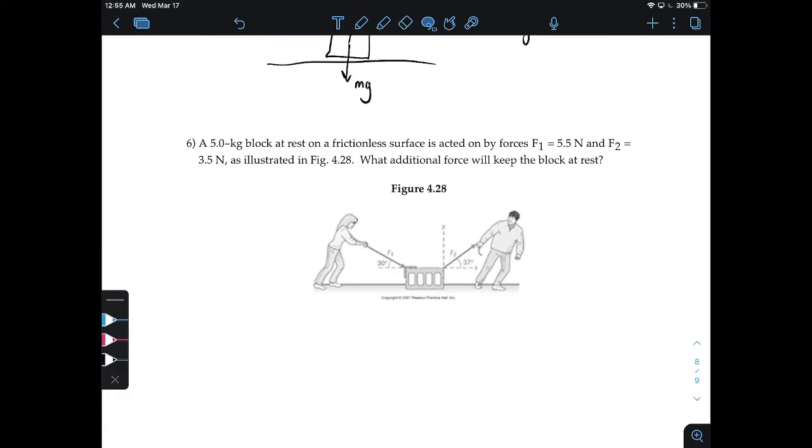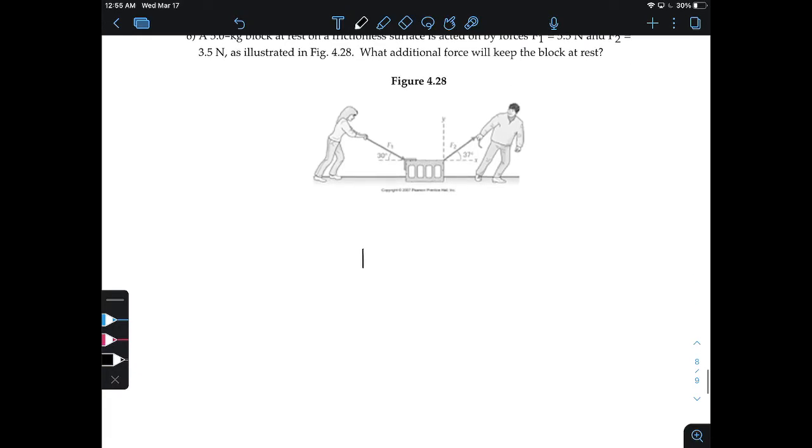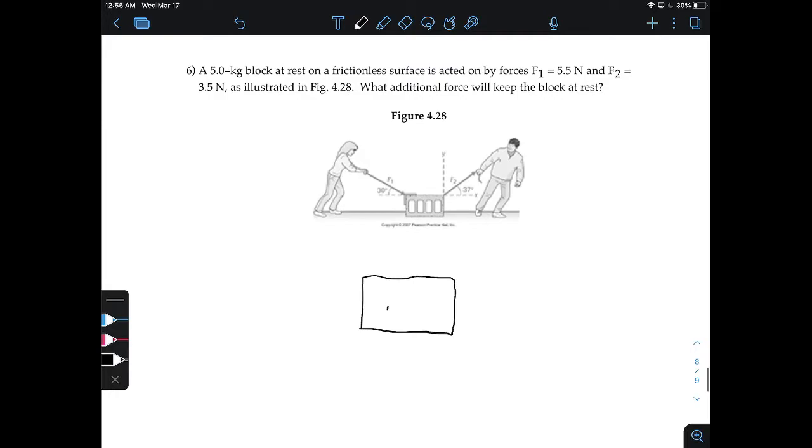So we have a 5. I know there is a drawing here, but it's kind of tough to see, so I'm going to redraw it. We have a box, mass equals 5 kilograms. It's frictionless, so mu equals 0. And it's acted on by forces F1 and F2. So we can see that there is a downward force acting on the box at an angle of 30 degrees. This is F1, I think. So that would be 5.5 newtons.